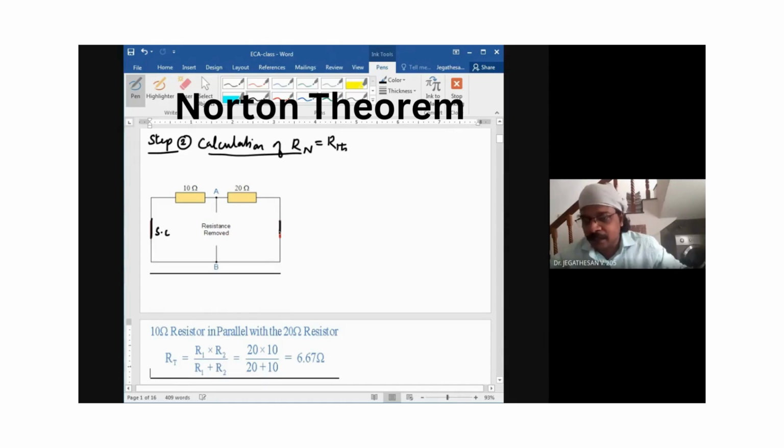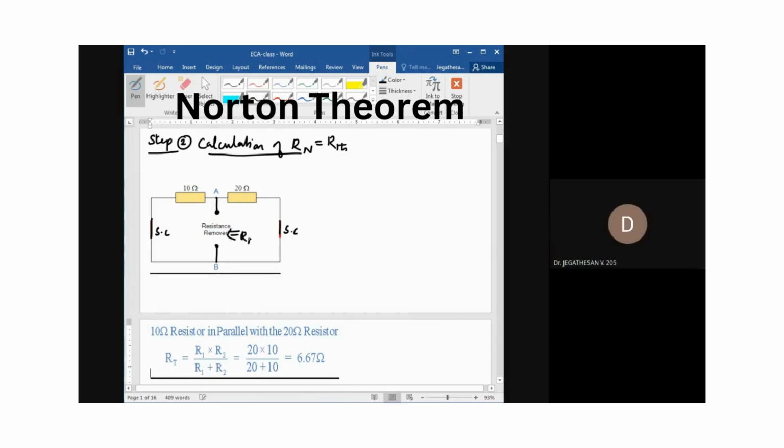And here also another voltage source, we have to make it short circuit. There is no current source available, so open circuit is not required. So you got to find out the resistance between the terminal A and B. This resistance, RTH, RN, we have to find out.